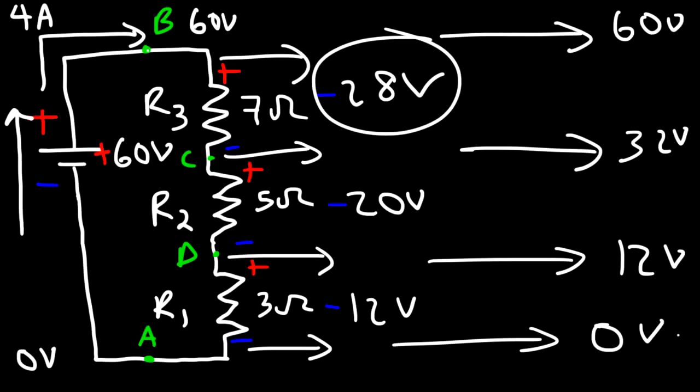And so that's the basic idea behind Kirchhoff's voltage law. As you travel around a closed loop, the sum of all of the voltages, the voltage boosts and the voltage drops, is going to be 0.